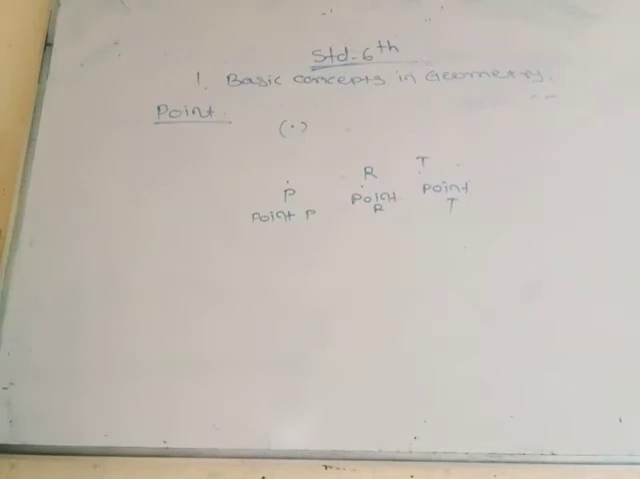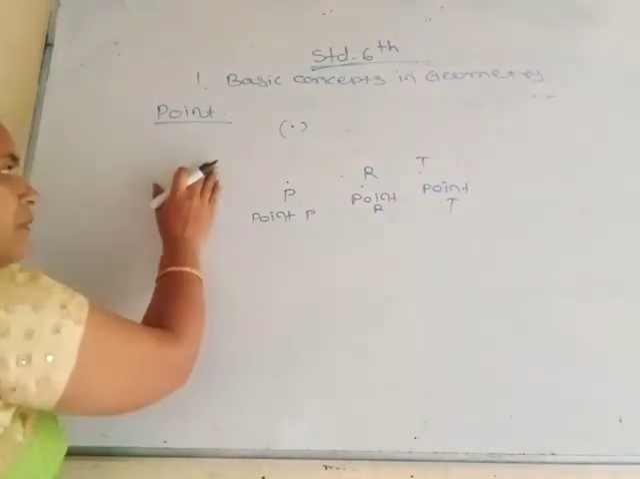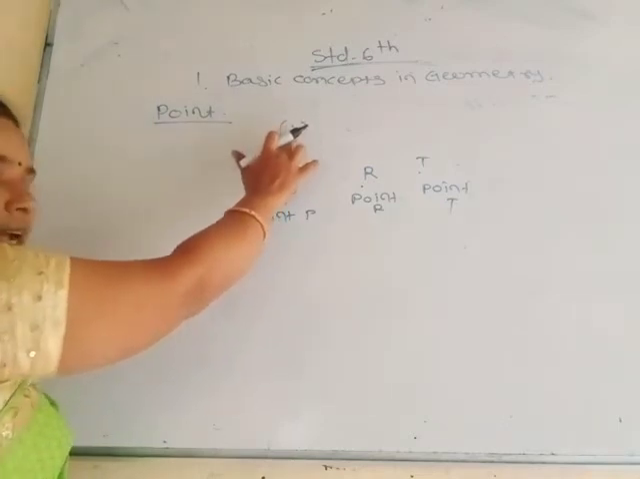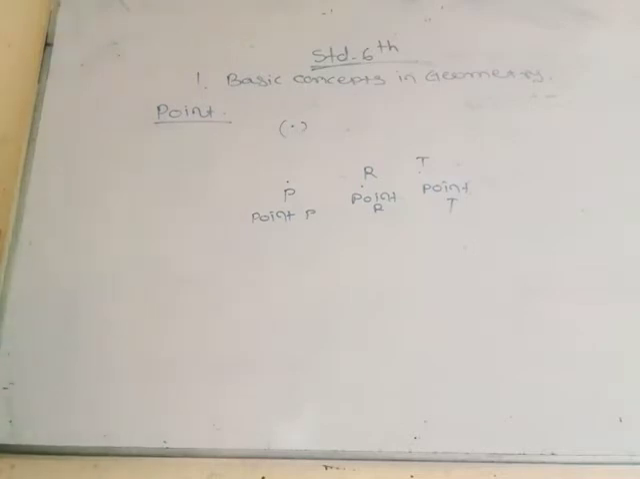A point has a position. In short form, a point means a tiny dot. A tiny dot is called a point.